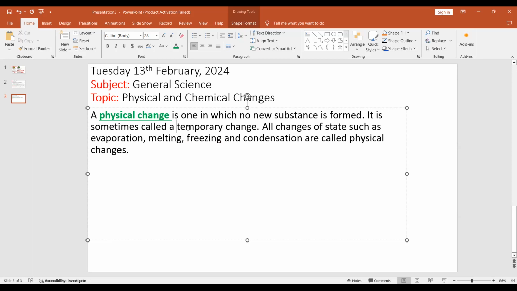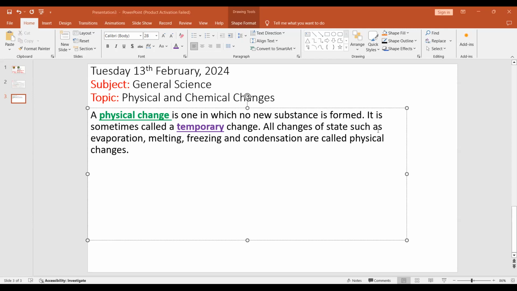Now, when we say temporary, what does the word temporary mean? Can someone tell me what we mean by temporary? Only for a short period of time. Short term, only lasting for a short period of time. Very good. So it means that it's not permanent, because the opposite of temporary is permanent, fixed.